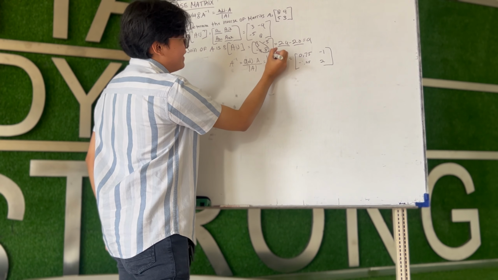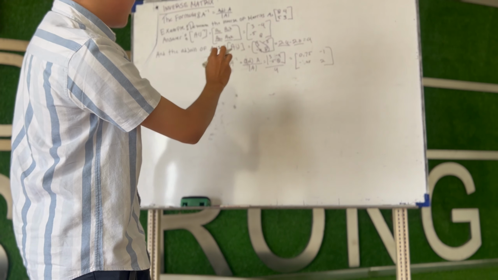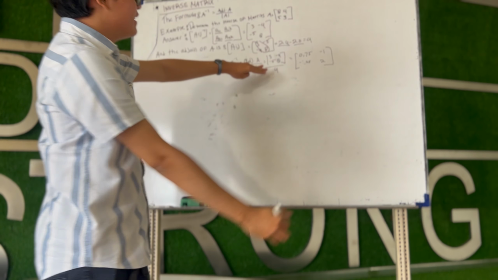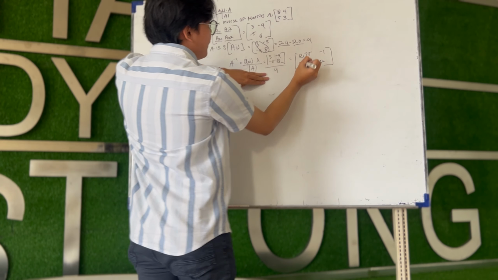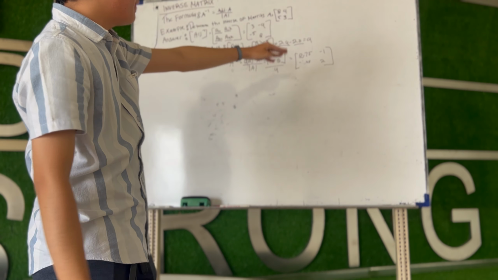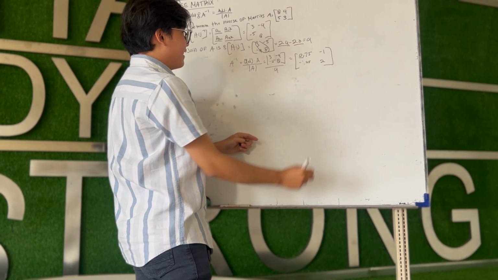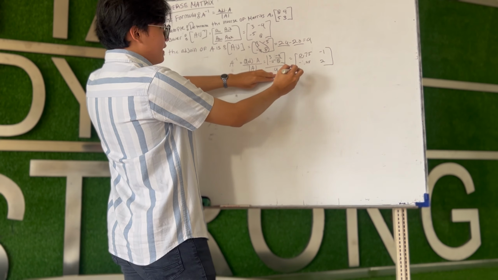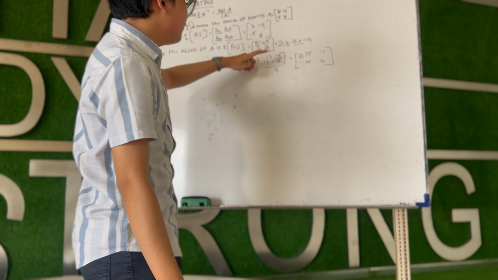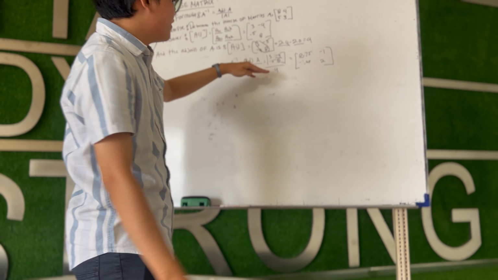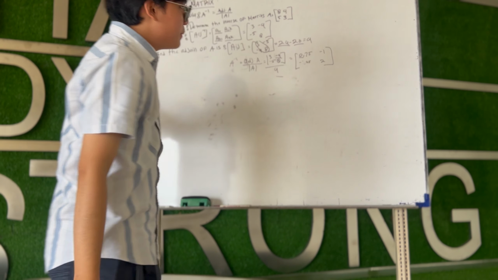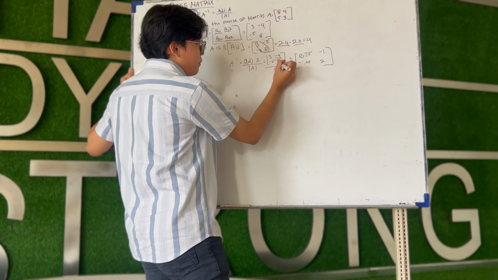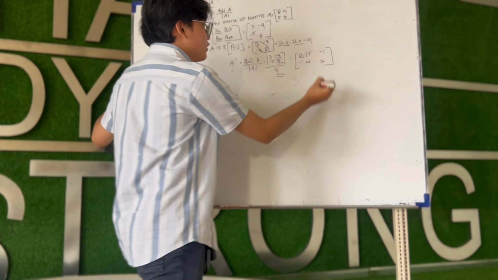So 3 per 4 is 0.75, and minus 4 per 4 is minus 1, and minus 5 per 4 is minus 1.25, and 8 per 4 is 2.